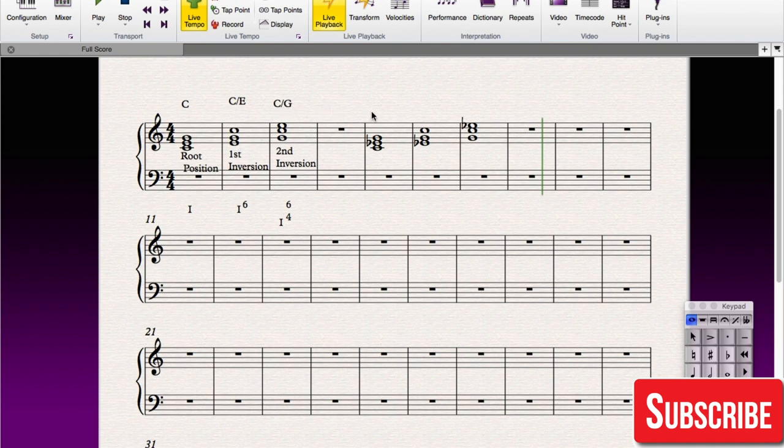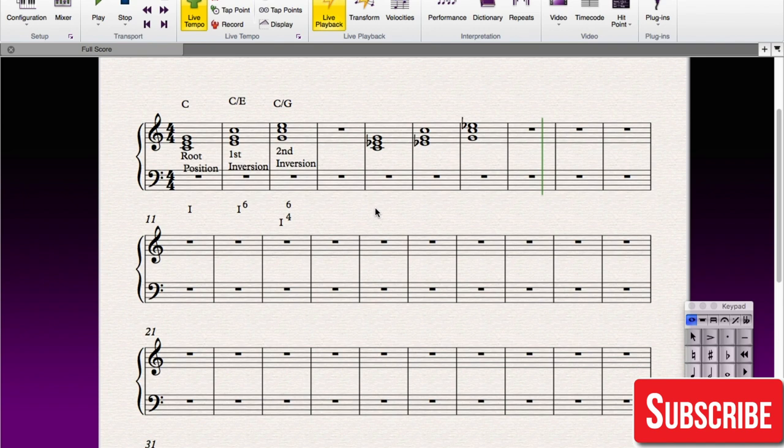Now, if I move on to the minor chords, the notation in terms of Roman numerals is exactly the same, but it changes in terms of the case that I use. Now, remember, I used an uppercase for major chords.